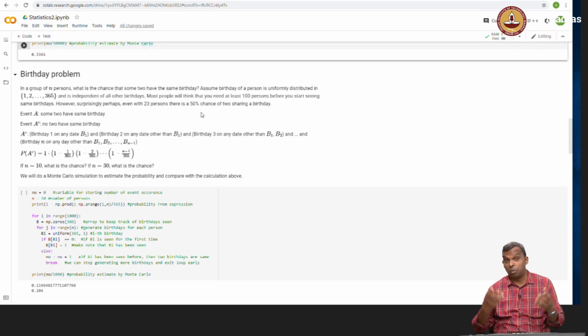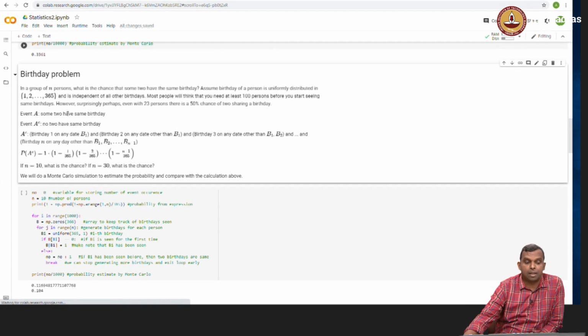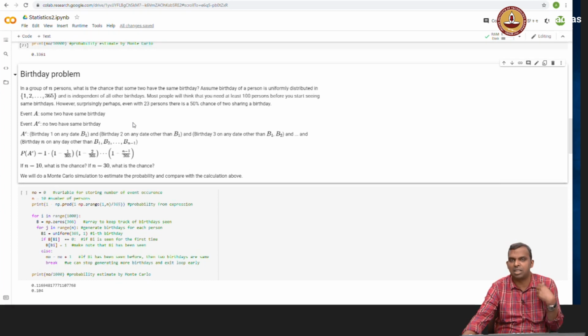Does it sound believable? It seems a little surprising, but it's actually true. You can calculate this probability. So let's say event A is that some 2 have the same birthday. And then let's say event A complement is that no 2 have the same birthday. In fact, in this problem, A complement is the easier thing to calculate. Once again, how do you calculate probabilities of events? You just write them out one after the other, and then use the AND rule and the OR rule and combine them. There's no other way to do it.